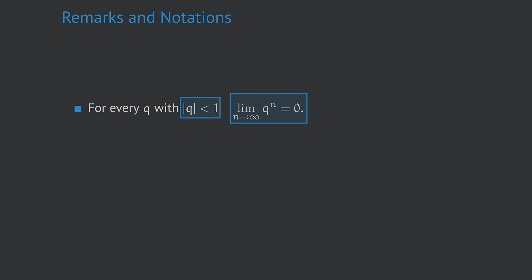We can summarize this result in this way. For every q with absolute value of q strictly smaller than 1, we have that the limit of q to the power of n equals 0.